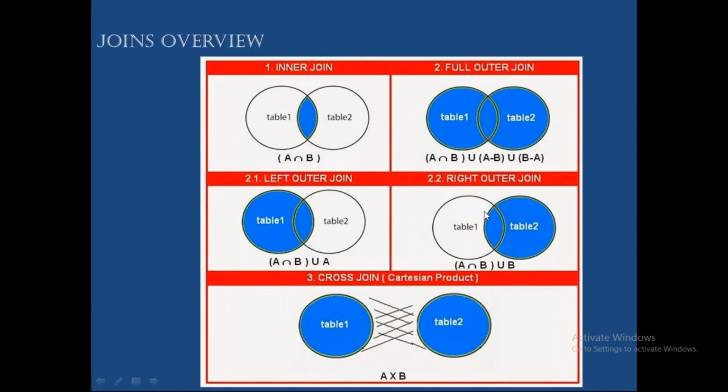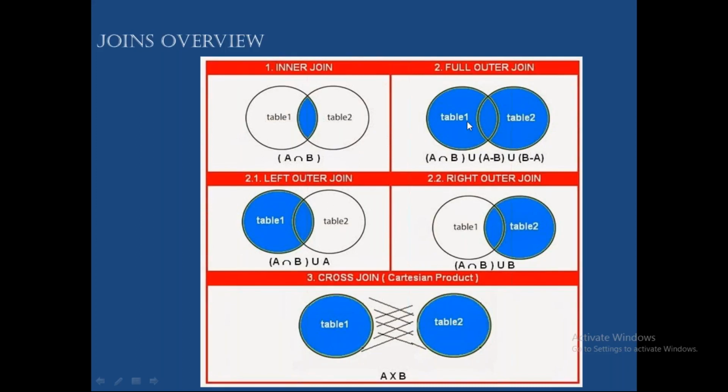If you're not able to understand from this diagram, please keep an eye on this. Just remember there is a common part here. Left means common plus something left. Right means common plus something right. Full means common plus full out, like full right, full left. But ultimately, in all the scenarios, what is the common?